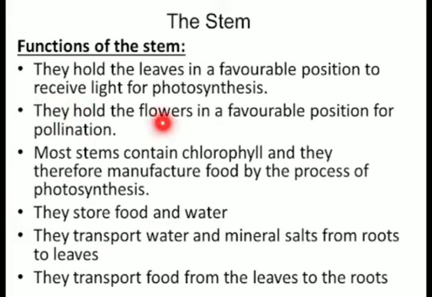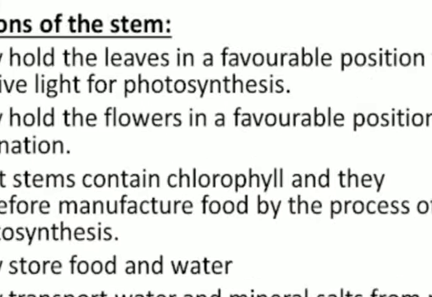In the same way, the flowers are also held in a favorable position for pollination, that is, the flowers are clustered together in their respective inflorescences and they are positioned on the stem in such a way that the pollinators have easy access to the flowers. Another function which the stem can perform is photosynthesis. How? Most of the stems contain chlorophyll and they manufacture food by the process of photosynthesis.